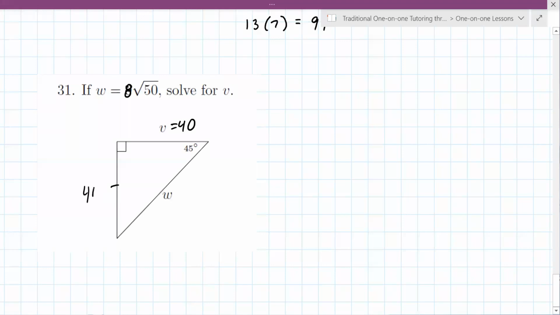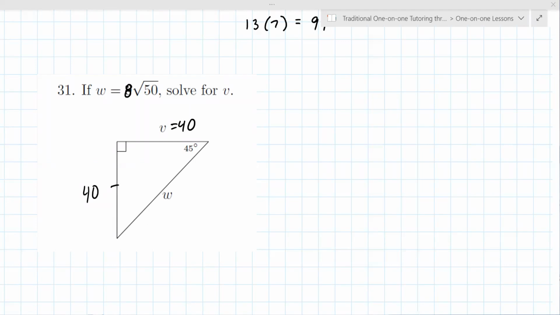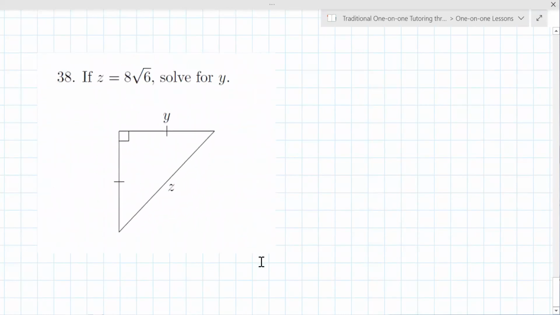40. 40, perfect. Excellent. So what are some other possible types of problems that you might see? We're pretty close to getting into the level of difficulty that you might see on a standardized test. So this problem, again, they give you the hypotenuse. And sometimes it's better to just say that, when you read a problem, almost have a conversation: if the hypotenuse is 8 square root 6, what is the value of the leg? That's the way I want you to read this, because the letters are not important.